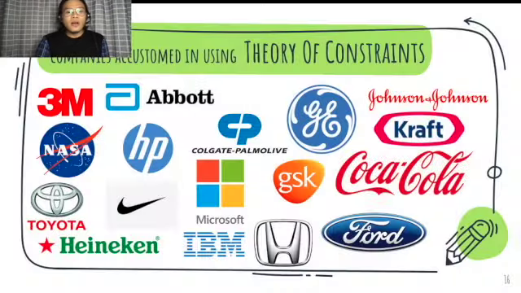Let's go on, and these are the companies that are accustomed to using theory of constraints. A lot of successful, big companies are actually using it, like 3M, NASA, Abbott, HP, Colgate-Palmolive, GE, Johnson & Johnson, Kraft, Coca-Cola, GlaxoSmithKline, Ford, Honda, Microsoft, IBM, Nike, Toyota, and Heineken. These are some of the most popular, and I think there are a lot more companies that are accustomed to using theory of constraints.